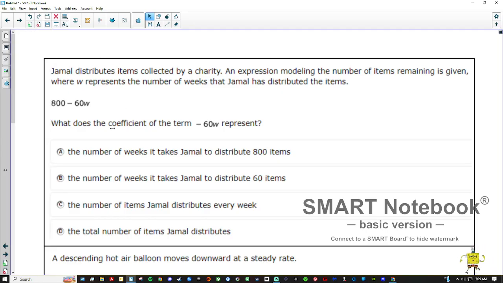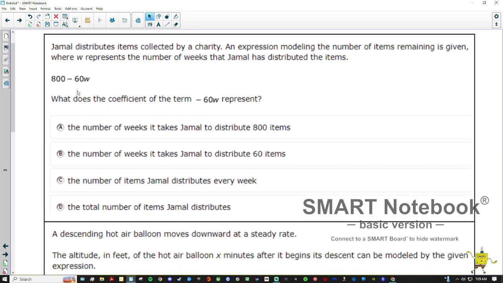Alright, we have Jamal distributes items collected by a charity. An expression modeling the number of items remaining is given, where W represents the number of weeks that Jamal has distributed the items. So we have 800 items, and we're taking away 60 each week. So we have 800 items that are being donated, given away. That's why it's minus each week. So this problem asks us, okay, what does just this part mean?